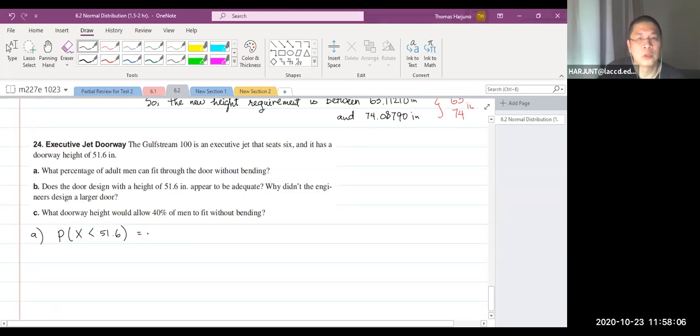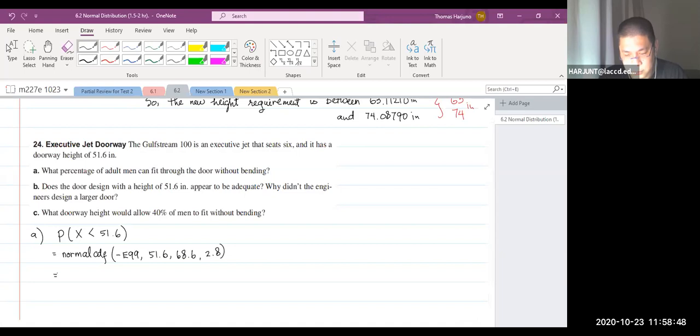This will simply be below. This is normal CDF, negative E99, 51.6, 68.6. Oh, so the door's height is already less than the average height of men. So there must be more than 50% need to bend. Negative E99, 51.6, 68.6, 2.8.